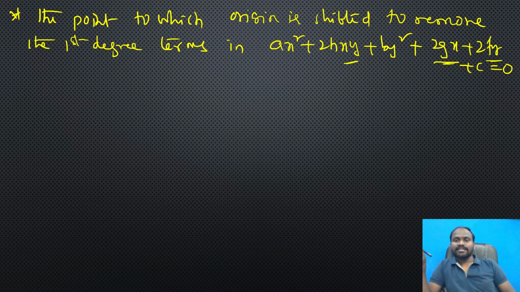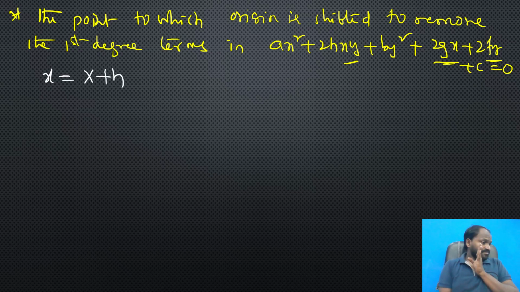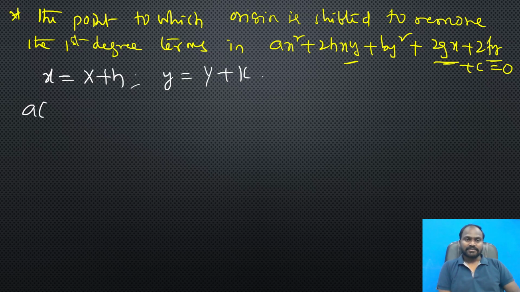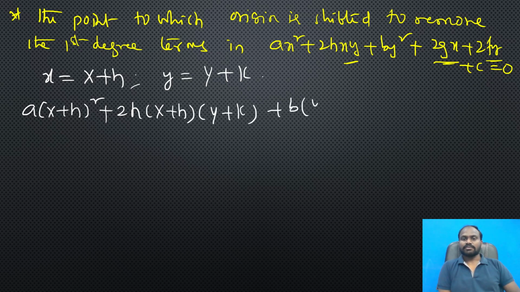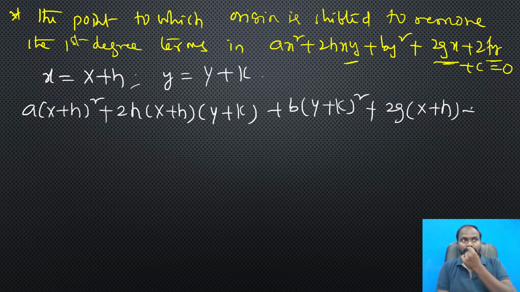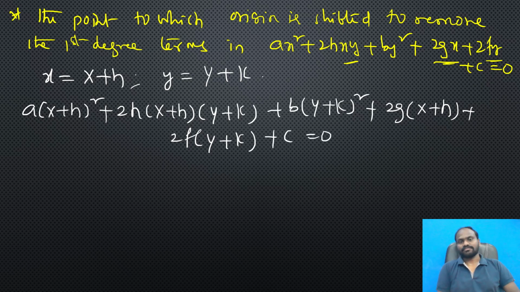So to eliminate the x and y term, where we have to shift the origin, we are going to replace x with capital X plus h, and y is equal to capital Y plus k. And we are going to replace it into a into x plus h whole square, plus 2h into capital X plus h, capital Y plus k, plus b into capital Y plus k whole square, plus 2gx, that is 2g capital X plus h, plus 2fy, that is 2f capital Y plus k, plus c equals to 0.